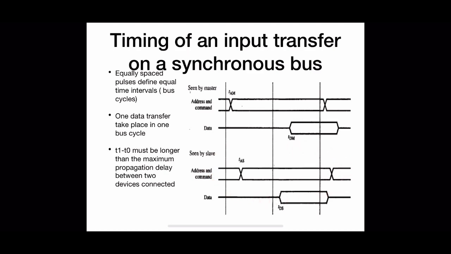So we can see here that the address placed by the bus master at time TAM is seen by the slave only at TAS, that is, after a time gap. Like that, the data placed by the slave at TDS is seen by the bus master only at time TDM, again after a time gap.